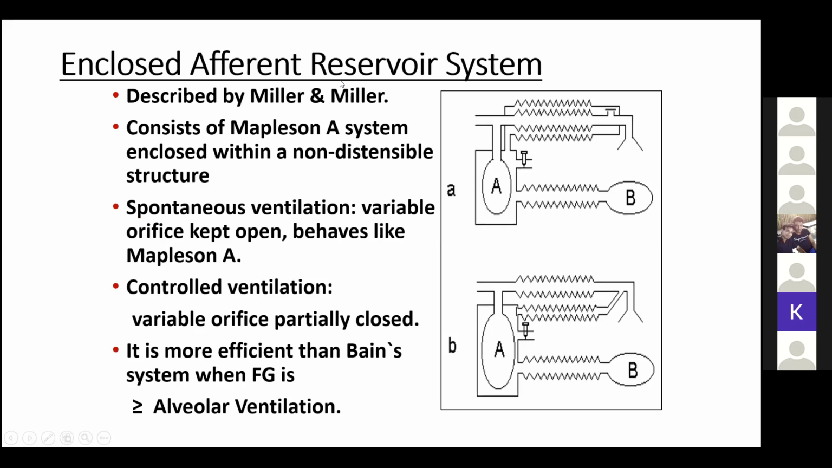Now, there are enclosed efferent reservoir systems. However, I have never seen them. I have only seen them in the figure or in the book. But you must know that they are described by Miller and Miller. And the advantage is that it is more efficient than the Bain system when fresh gas flow is more than or equal to alveolar ventilation. So these are enclosed efferent reservoir systems.